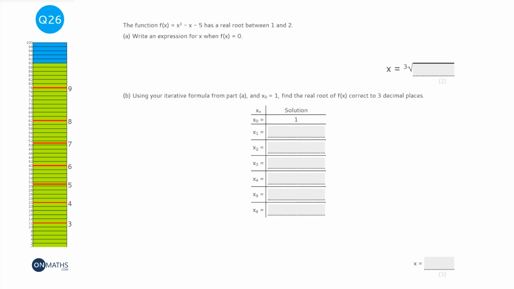This is a question about iteration, and question A is a little bit harder maybe than the exam will go, where it asks you to come up with your own iteration formula. So in order to do this, it says that f(x) equals 0 for this formula. So the first step is just to get it equal to 0.